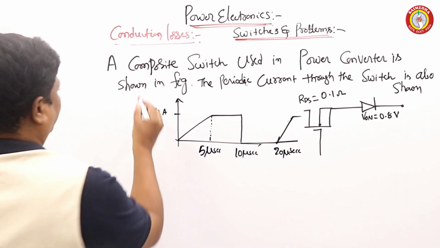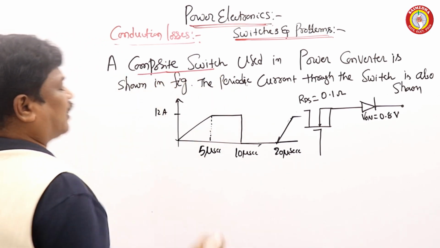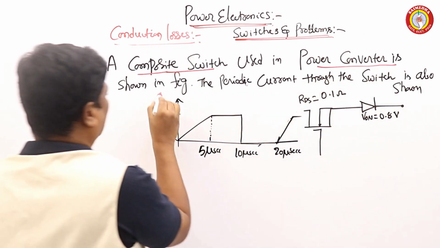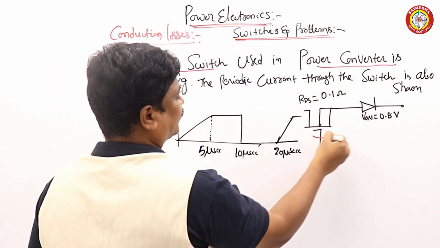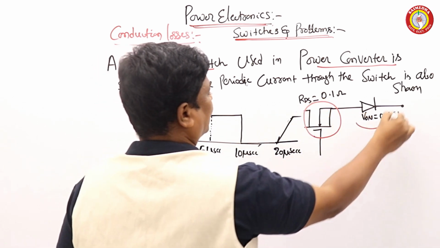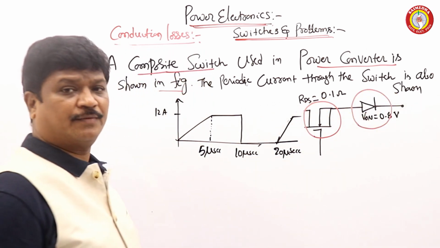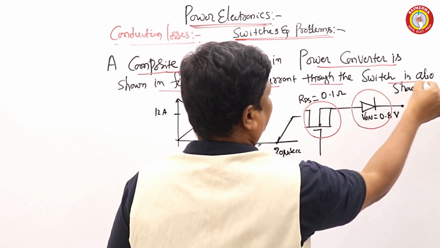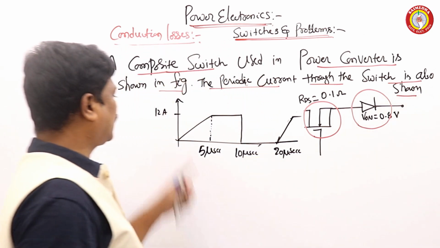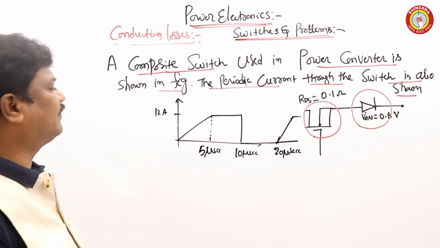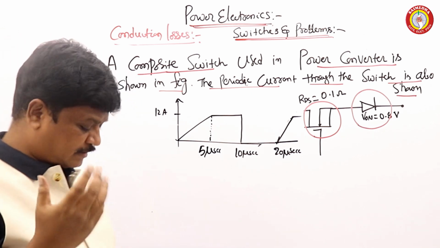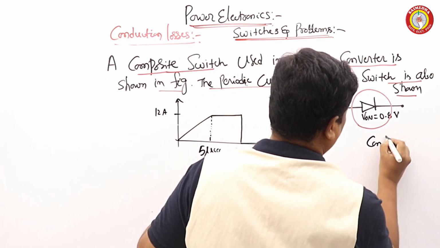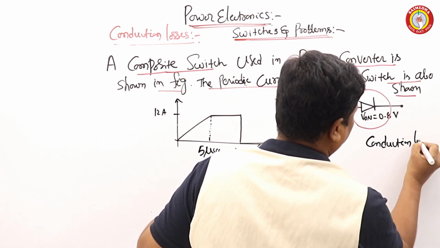So this is the question. A composite switch, composite means a combination of more than one, used in a power converter, as shown in the figure. This is one MOSFET, this is one diode, this is one diode. And the periodic current through the switch is shown. What do we want to calculate for this one? We want to calculate the conduction losses of the switch shown.